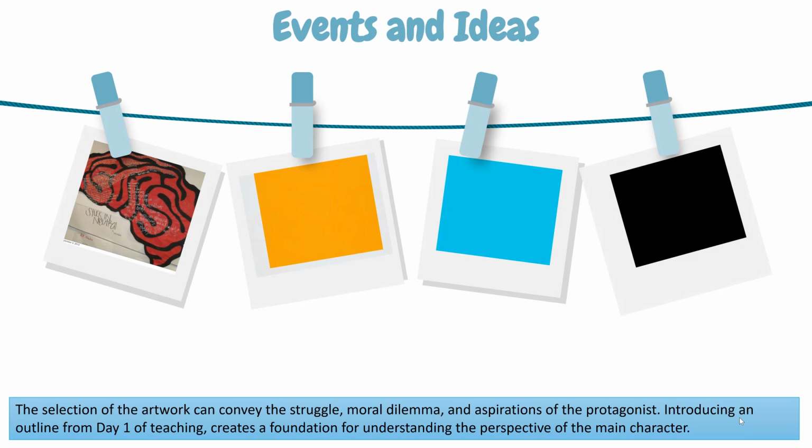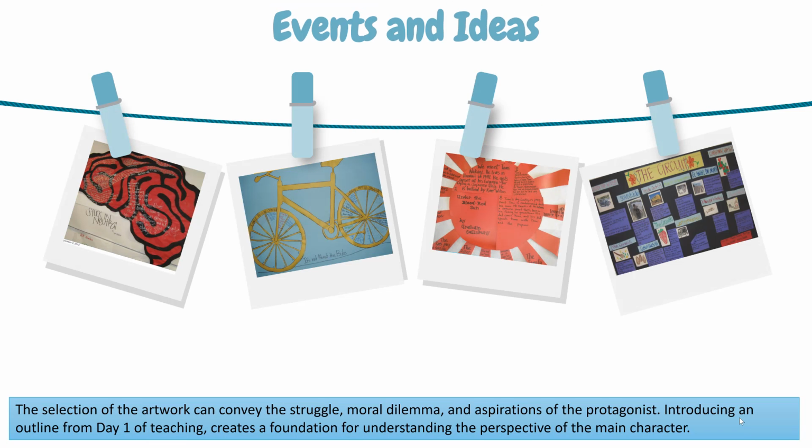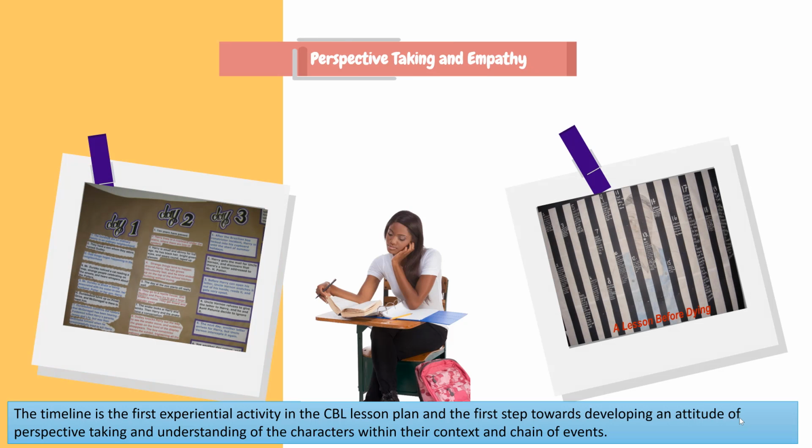The selection of the artwork can convey the struggle, moral dilemma, and aspirations of the protagonist. Introducing an outline from day 1 of teaching creates a foundation for understanding the perspective of the main character. The timeline is the first experiential activity in the CBL lesson plan and the first step towards developing an attitude of perspective-taking and understanding of the characters within their context and chain of events.